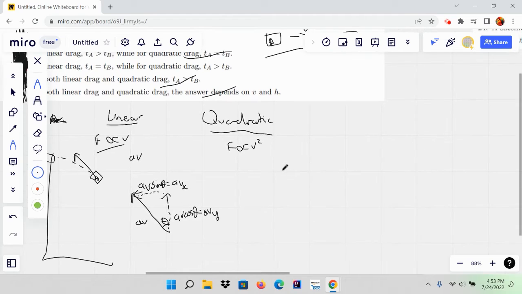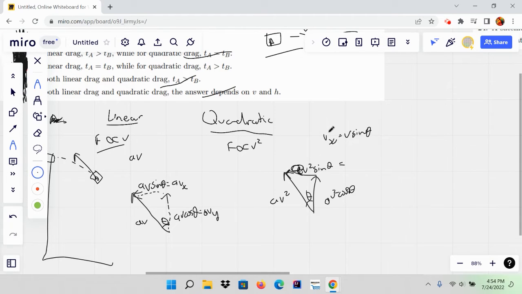And now for quadratic, if we do something similar, instead it's going to be A times V squared. We have our two components: A V squared cosine theta, and A V squared sine of theta. And so here we see a bit of a problem, because in the case where it's quadratic, you can't just replace V squared sine theta with Vx, right? Because Vx is V sine theta. I'll write at the top, Vx is V sine theta.